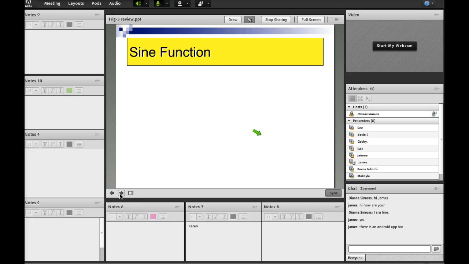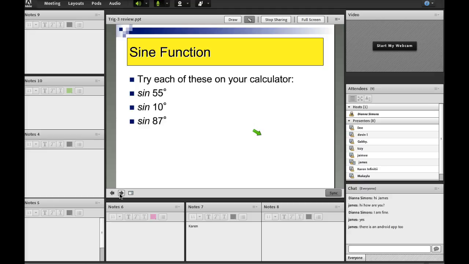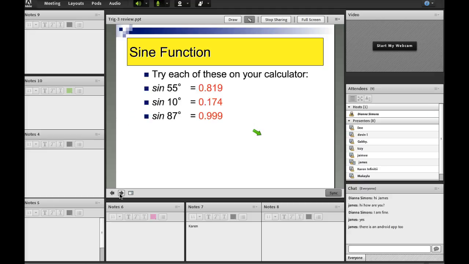So you have calculator stuff. So in your calculator, you would type sine of 55, sine of 10, sine of 87. And these are the answers that you would get. I wish my calculator were working. I'm going to try to get it working again.